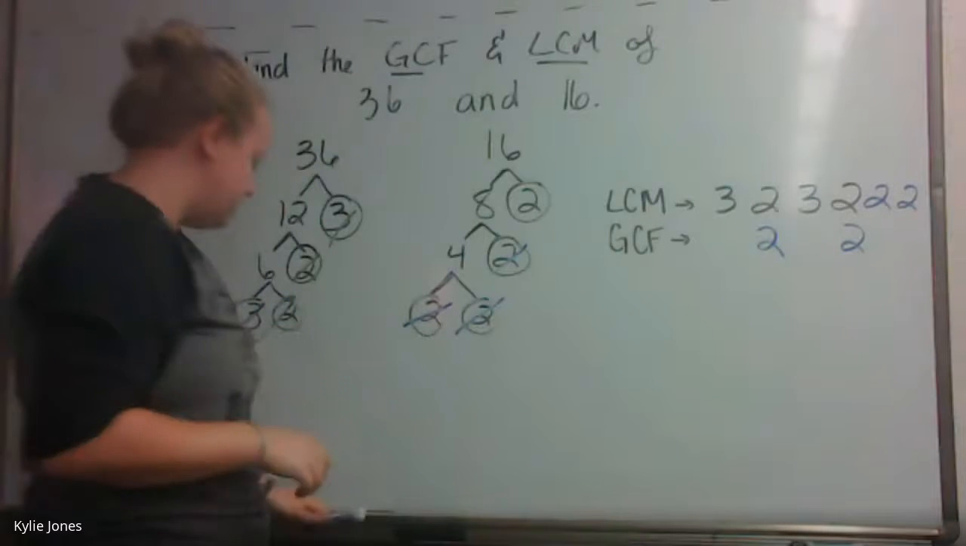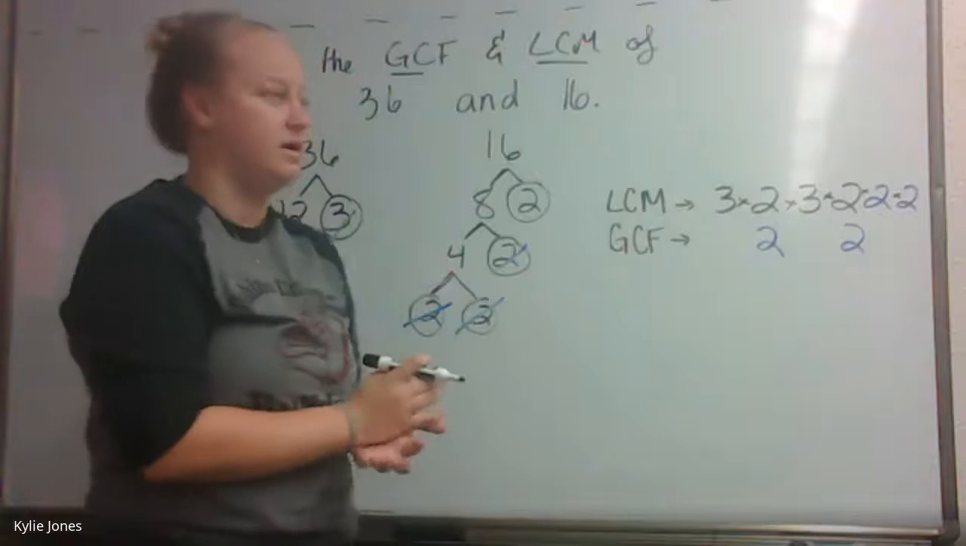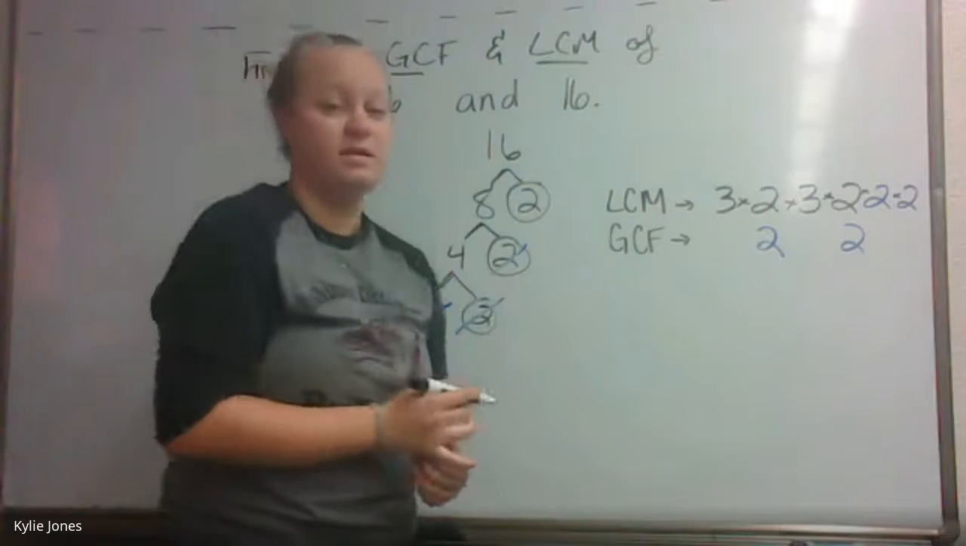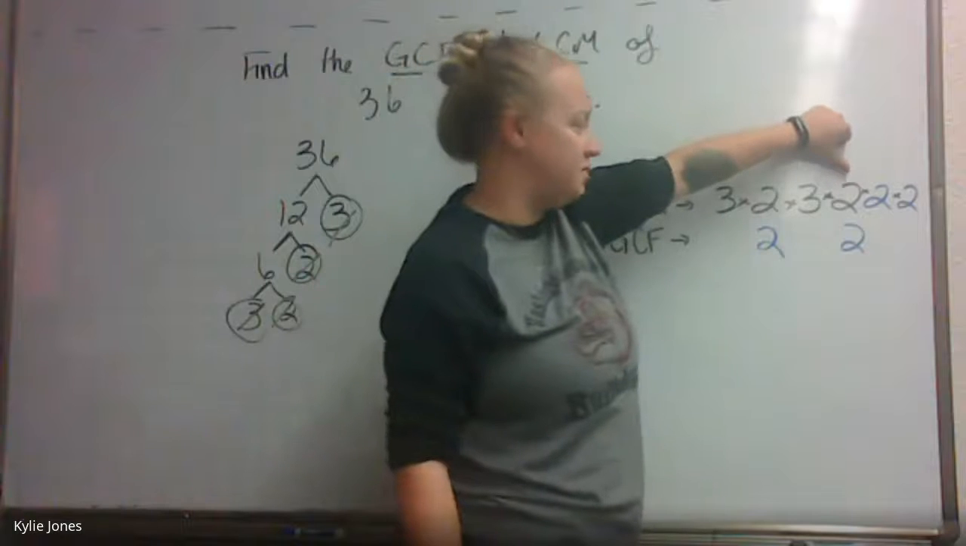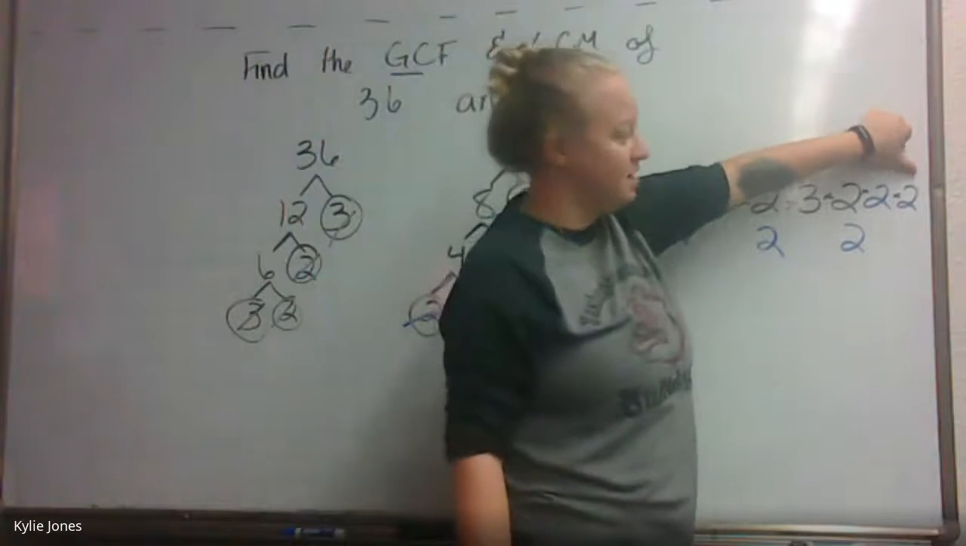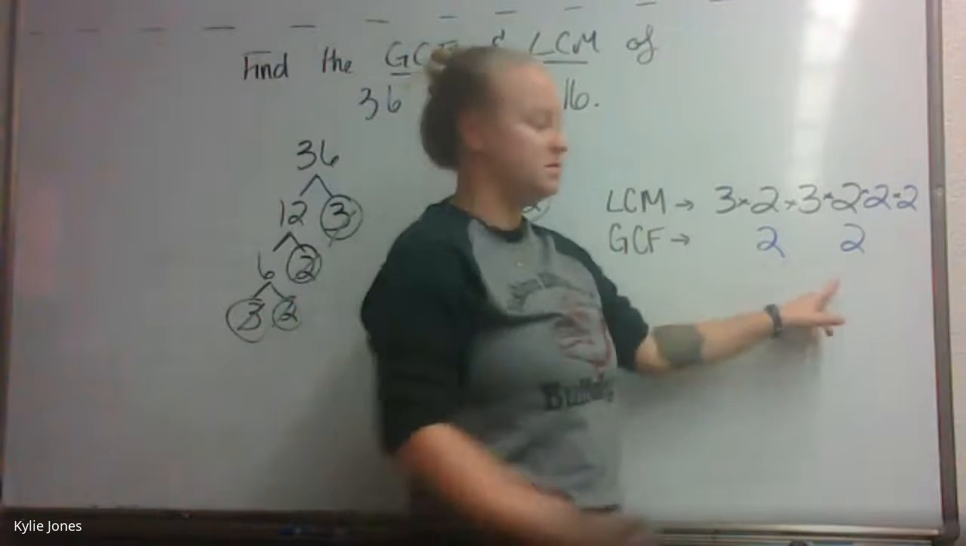All right, now what do I do with all of these numbers? Multiply them. I can't really see them. They're kind of cut out. Do you have me pinned in the middle of your screen? Okay, I'll say it out loud. Are you ready? For the LCM, you need to multiply 3 times 2 times 3 times 2 times 2 times 2. And then our GCF is 2 times 2.